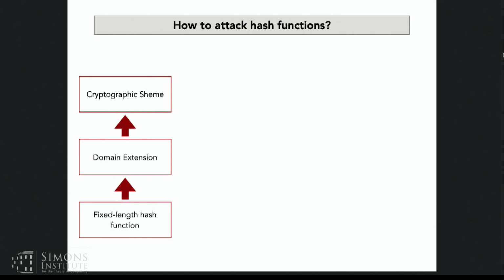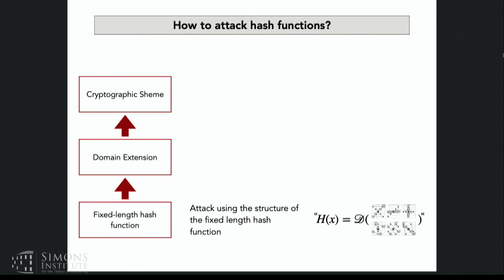So this gives three classes of attack, depending on which level of detail of the construction of the hash function we look at. First of all, we could attack the nuts and bolts of the construction of a fixed-length hash function. There are some non-linear operations happening that make this fixed-length hash function intractable, we think. But one can try to attack it.